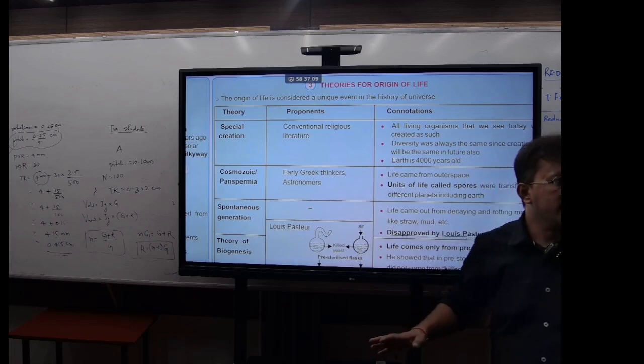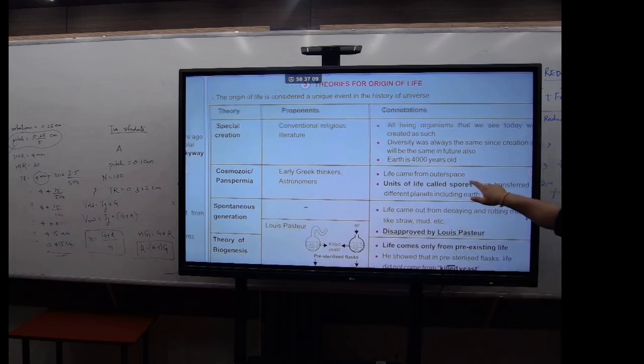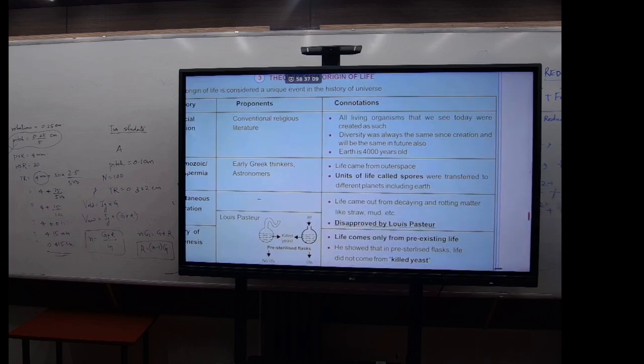It's not possible like that. Second thing, diversity was always the same since the creation and will be the same in the future. So according to this theory, you see guys, the earth is only 4,000 years old. We know for sure that earth is not 4,000 years old. We know that it is billions of years old.